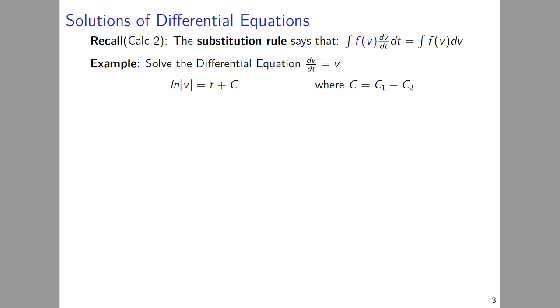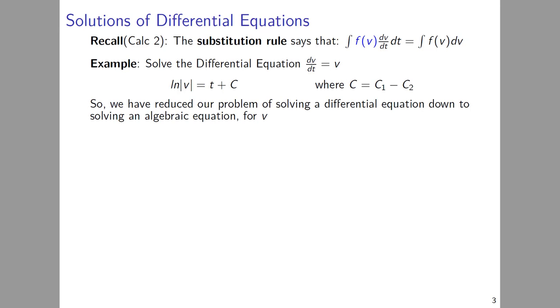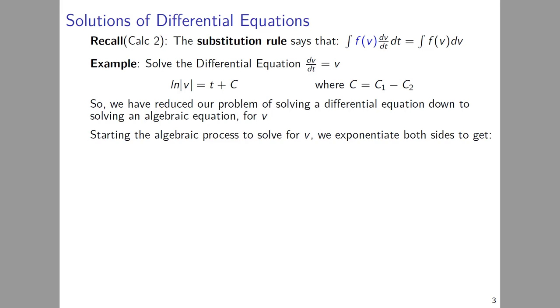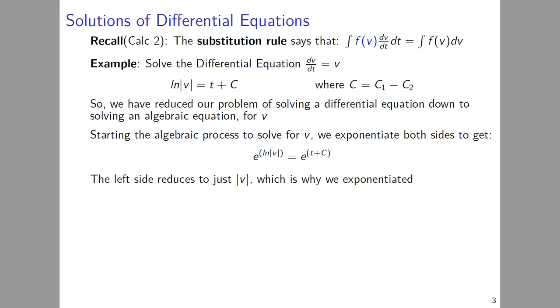Notice here that we no longer have a differential equation for v. Rather, we have the algebraic equation, the natural log of absolute value v is equal to t plus c. So from here, we'll only need to use some algebra to find what v is. To start the algebraic process to solve for v, we'll exponentiate both sides to undo the natural log and get e to the natural log of absolute value v is equal to e to the t plus c. And the left-hand side reduces to just the absolute value of v, which is why we exponentiated.